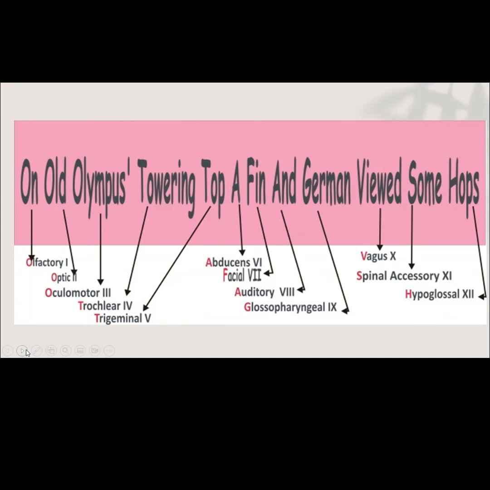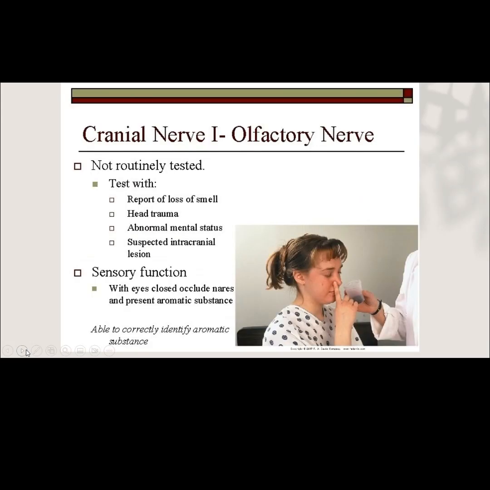So, "On old Olympus' towering top, a Finn and German viewed some hops," which is just an example of how to memorize what each of the cranial nerves are in order 1 through 12. Because if you can memorize what they are in order, then that will help you know what has to be done in order to assess it. Okay, so we're going to go through each of the nerves and talk about how to assess them.